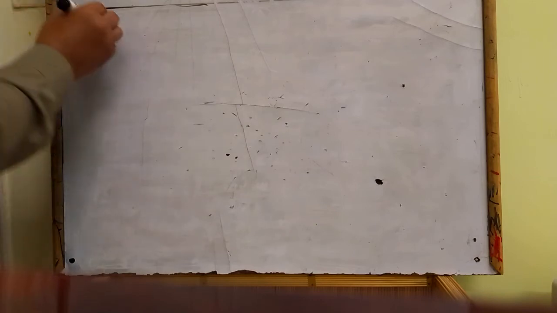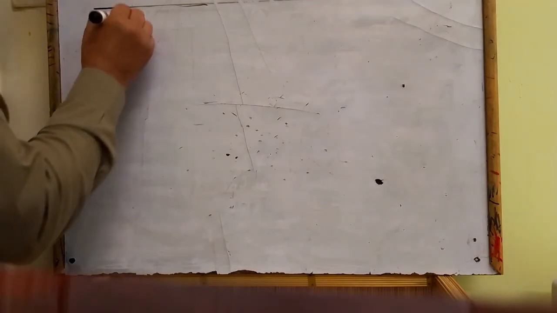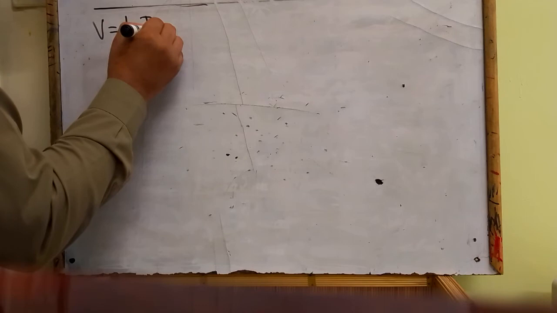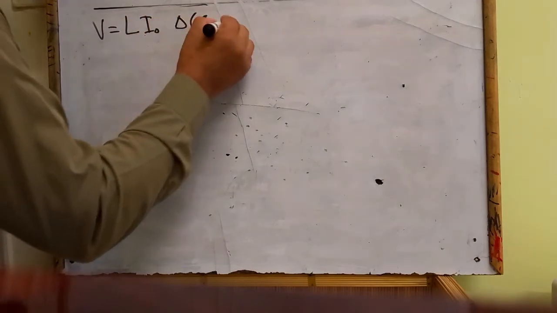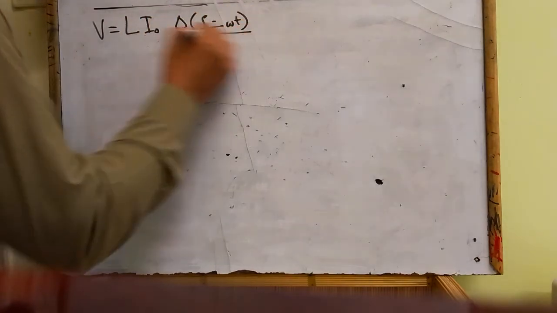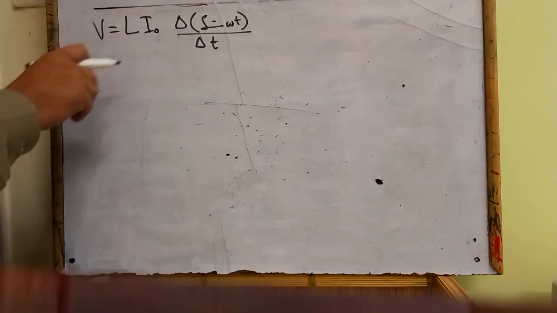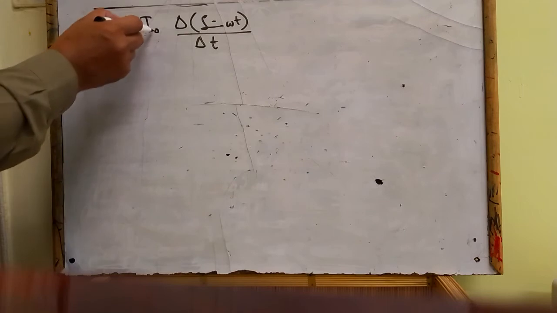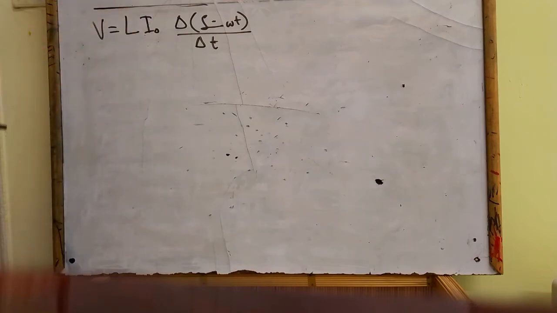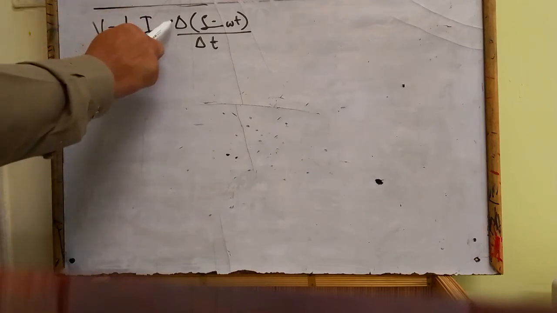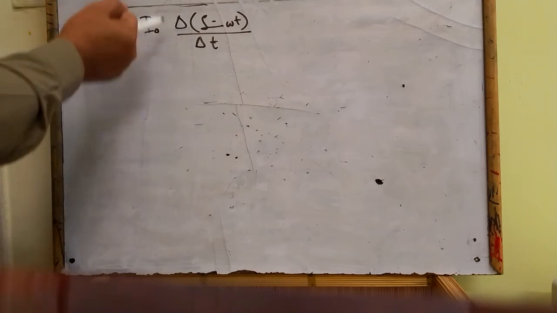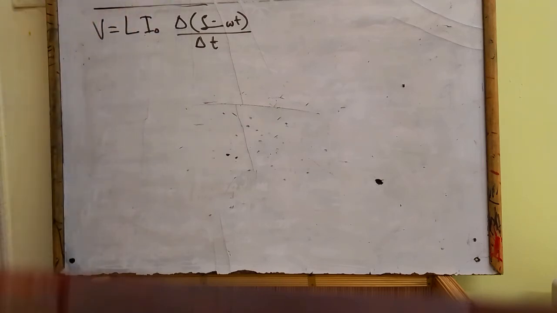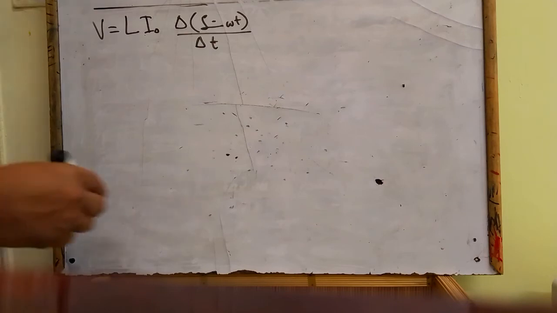We can take this equation further: V is equal to L I naught delta sine of omega t divided by delta t. Why have we taken I naught outside? Because this represents the maximum value of the current, which is a constant, and delta does not apply on a constant value, so we can take it out of the bracket.